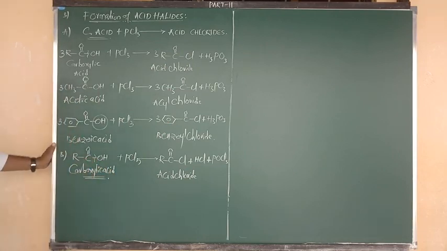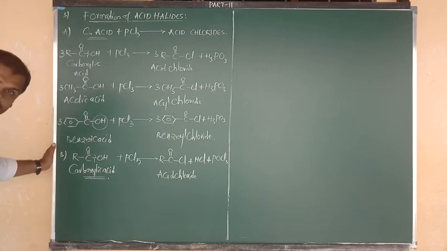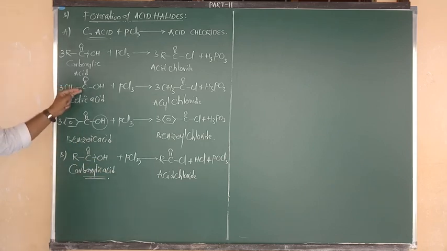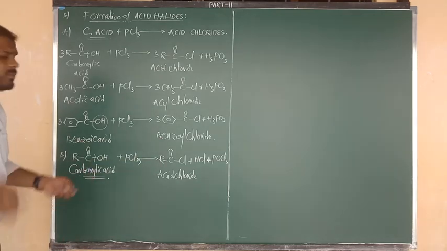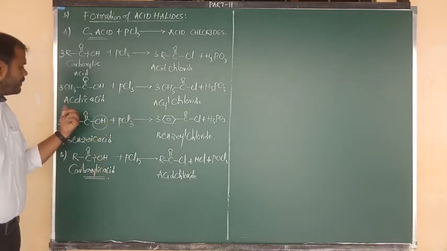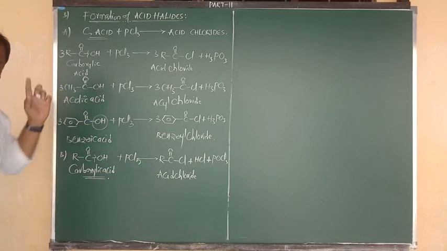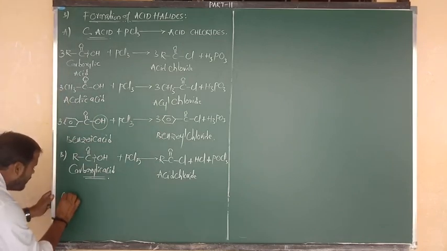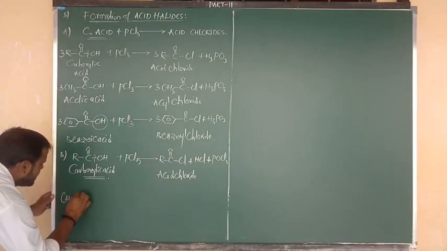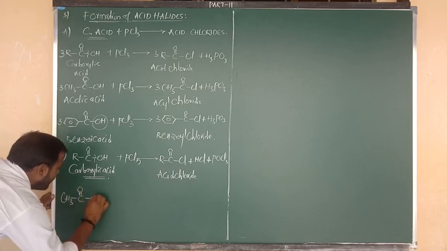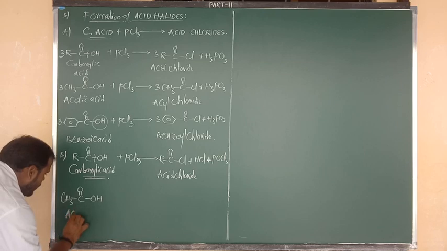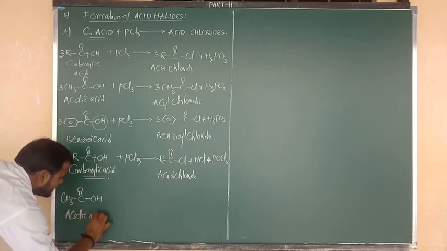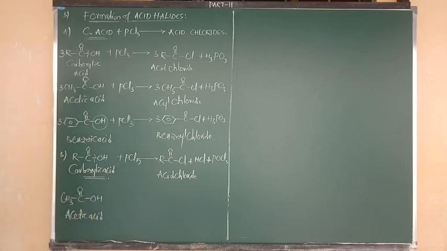And the reactant name is nothing but what? Carboxylic acid. So let me consider one example by taking an aliphatic acid, and one more example you can write with an aromatic acid. Let me take at least one example of an aliphatic acid, that is acetic acid. What's the formula of acetic acid? CH3 bonded to COOH. The name of this compound is acetic acid.